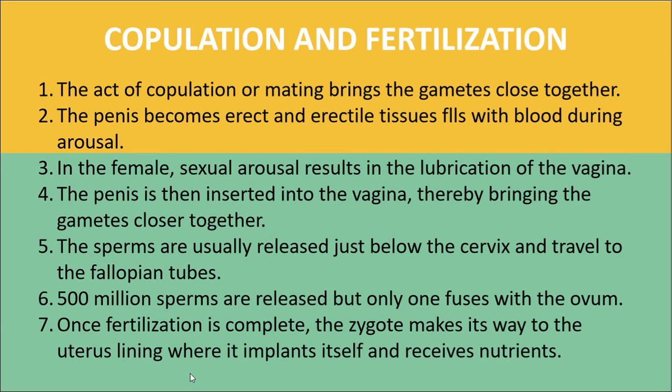The sperms are usually released just below the cervix and travel to the fallopian tubes. About 5 million sperms are released, but only one fuses with the ovum. Once fertilization is complete, the zygote makes its way to the uterus lining, where it implants itself and receives the nutrients.